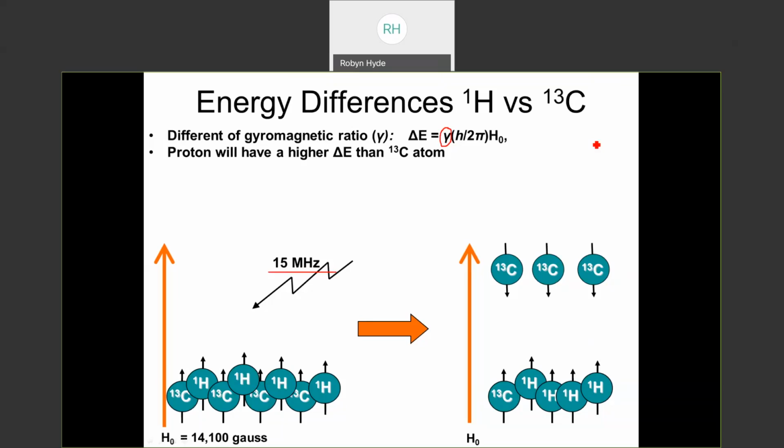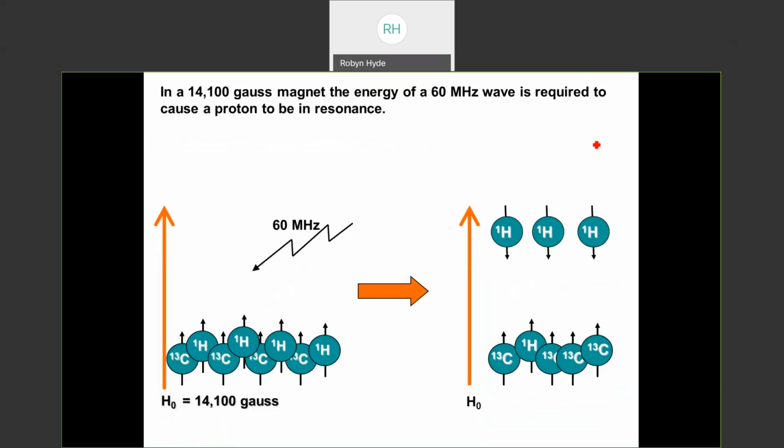So only the carbon-13, because only the atoms whose spin value, that delta E value, matches the energy that we are providing will flip their spin. It has to be an exact match. And so at 15 megahertz, that's about the match for carbon-13, and then 60 megahertz is about the match for protons. And so that's kind of the first thing that's powerful about NMR.